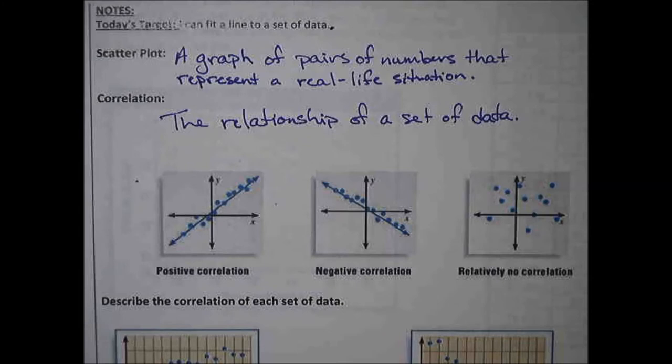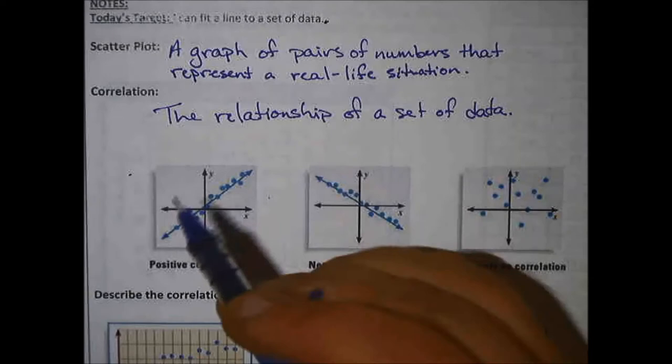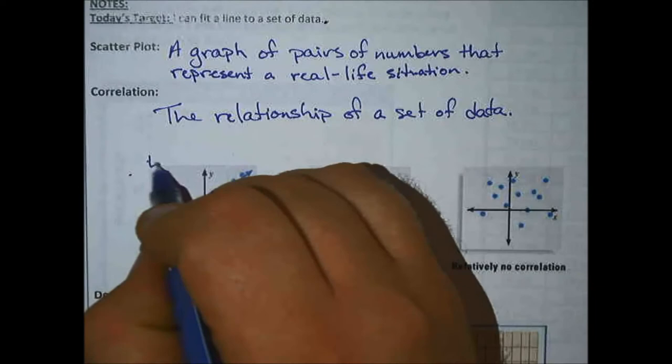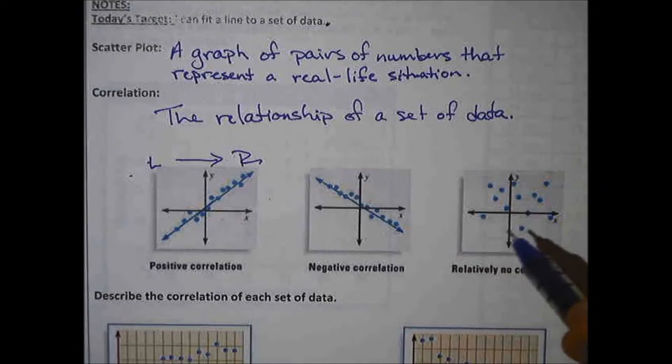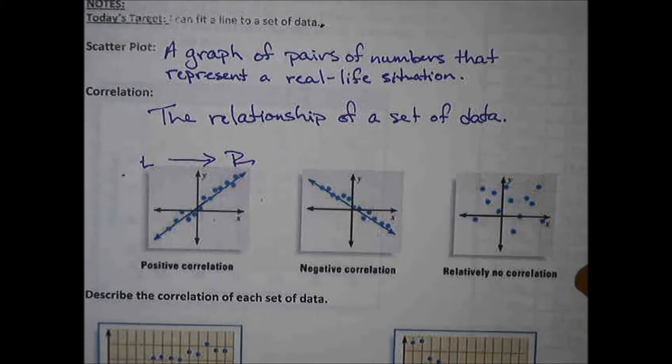But for the basics of it, if the overall set of data seems to go upwards from left to right, okay, we always read from left to right, and if it looks like it goes upwards, we call that positive. If it goes downwards, we call it negative. And if there's no general trend and the points seem, as the name suggests, totally scattered, then they say relatively no correlation. I just go with no correlation.